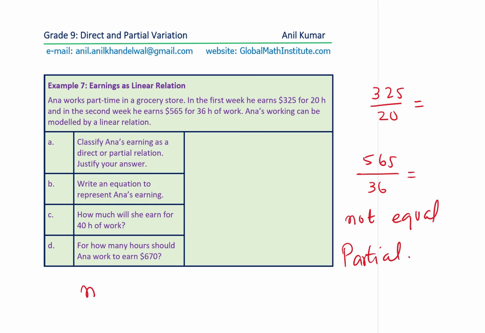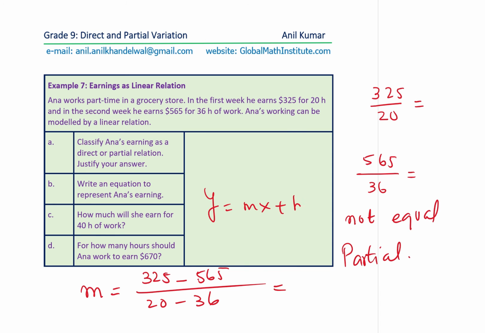That means you have to find slope m, which will be using these 2 points, 325 minus 565 divided by 20 minus 36. You get this value, which will be m. And then write the equation in the form y equals mx plus b. You can use any one point, could be 325, 20, correct? And answer the rest of the questions. So you can now pause the video, answer this question, and look into my suggestions.